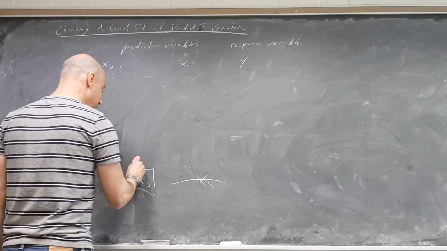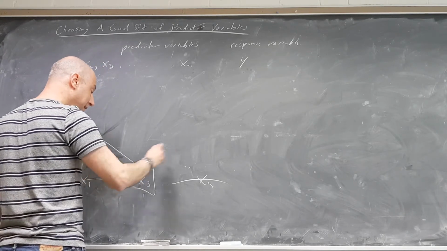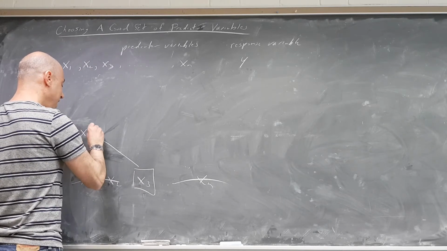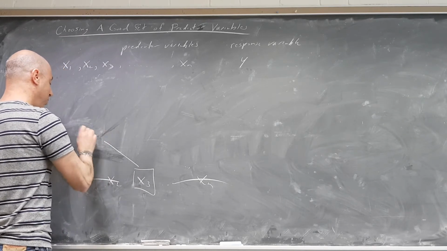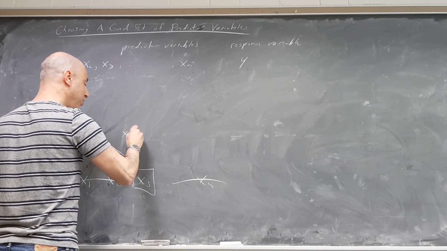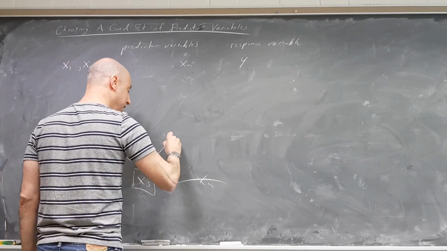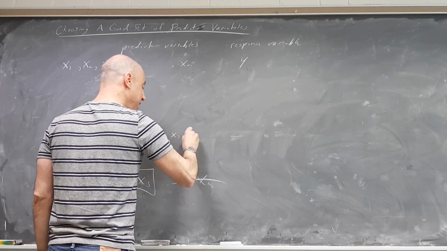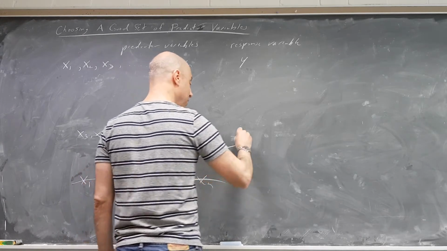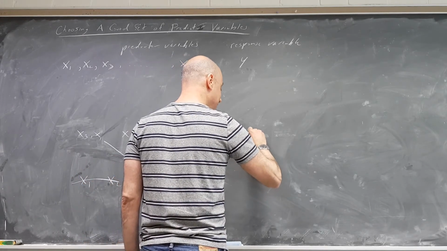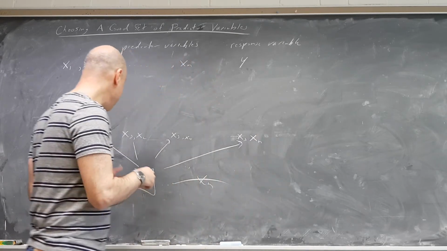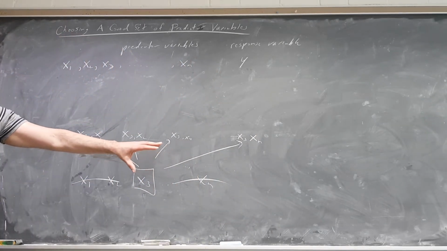Now, try n minus 1 new models. Try taking x3 and x1. Try taking x3 and x2. Try taking x3 and x4, and so on, all the way up to x3 and xn. So now we have 2 parameter models.